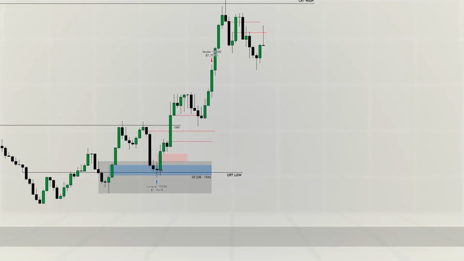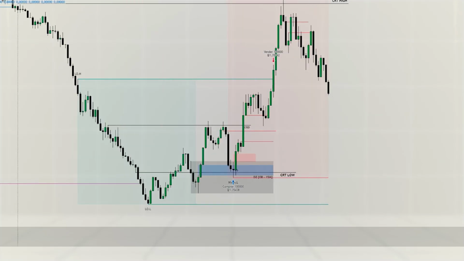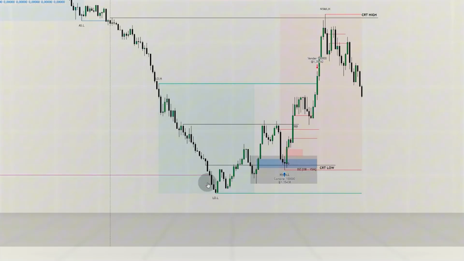I activate my tool, and as you can see, the manipulation occurred in London, and the distribution phase was generated in the New York kill zone.